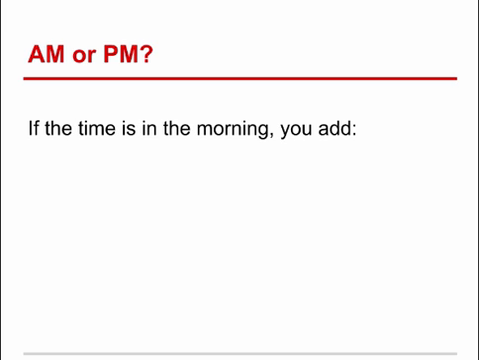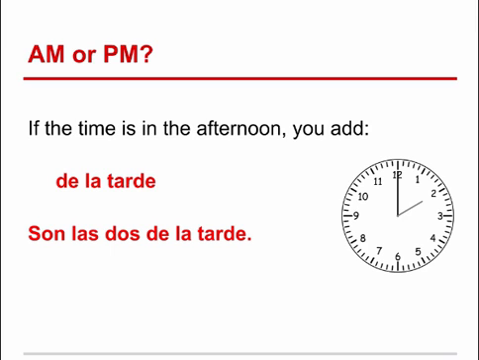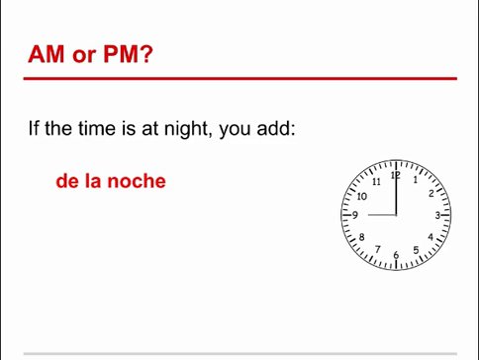AM or PM. If the time is in the morning, you add de la mañana. Son las 2 de la mañana. If the time is in the afternoon, you add de la tarde. Son las 2 de la tarde. If the time is at night, you add de la noche. Son las 9 de la noche.